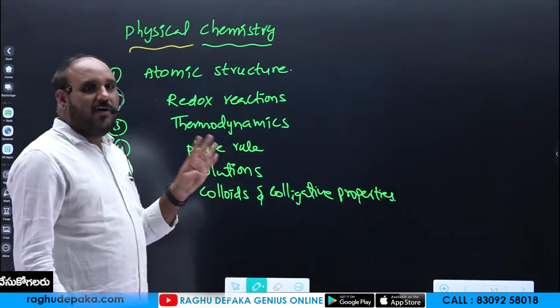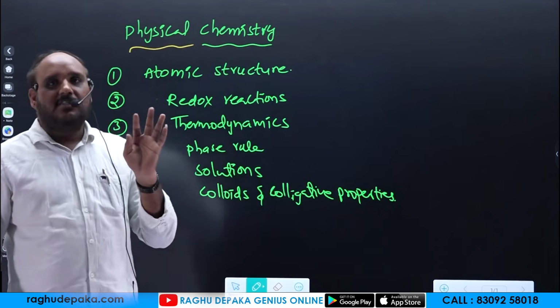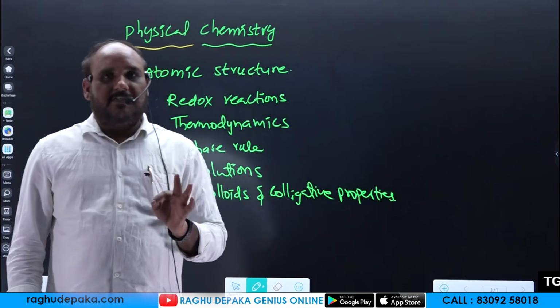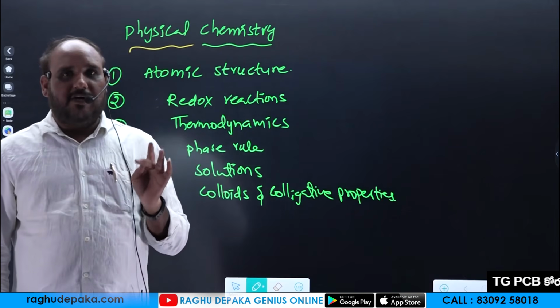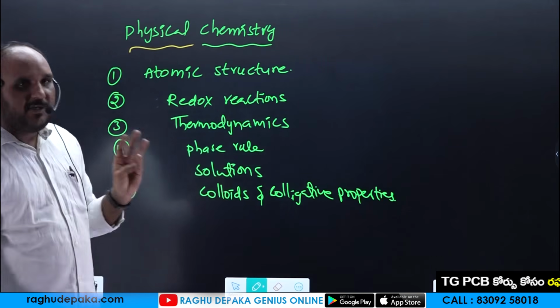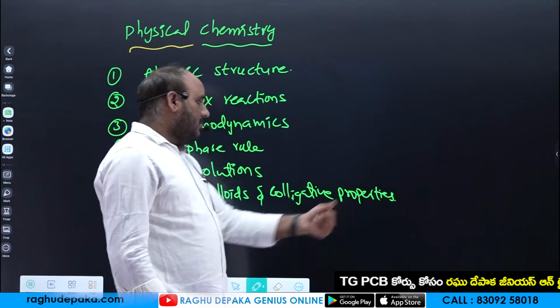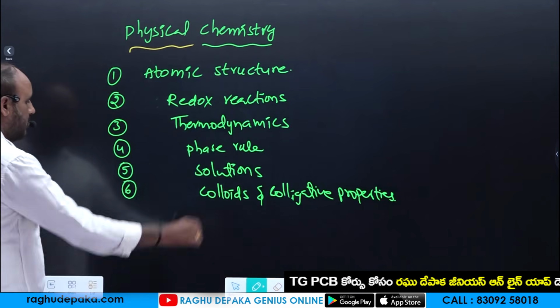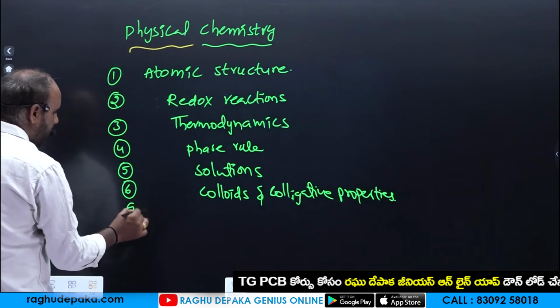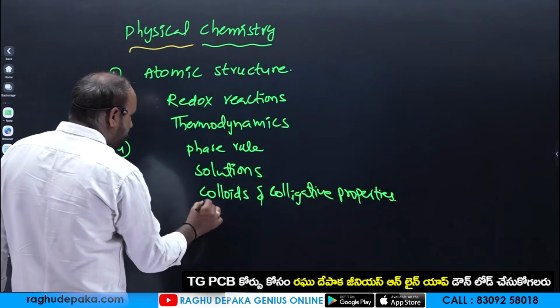There are 4 types of colligative properties. One is relative lowering of vapor pressure, then elevation of boiling point, depression in freezing point, and osmotic pressure. So particularly in those topics there is a chance to ask questions. Next one will be electrochemistry.